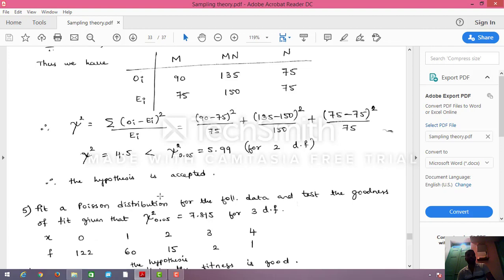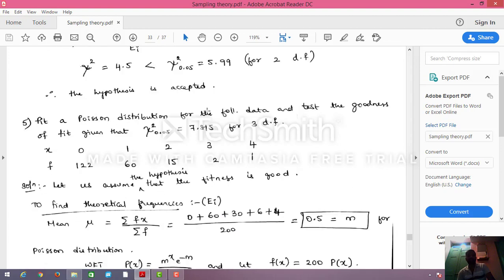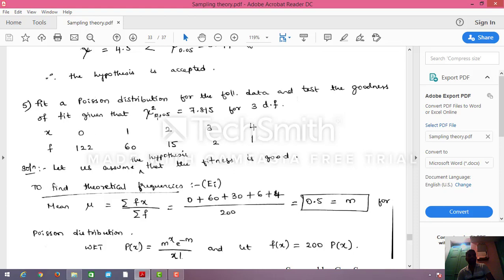Right. Next, one more problem we will see. Fit a Poisson distribution for the following data and test the goodness of fit, given that chi-square at 5% level of significance is equal to 7.815 for 3 degrees of freedom. Here x and frequencies are given. x is 0, frequency 122; x is 1, frequency 60; x is 2, frequency 15; x is 3, frequency 2; x is 4, frequency 1.